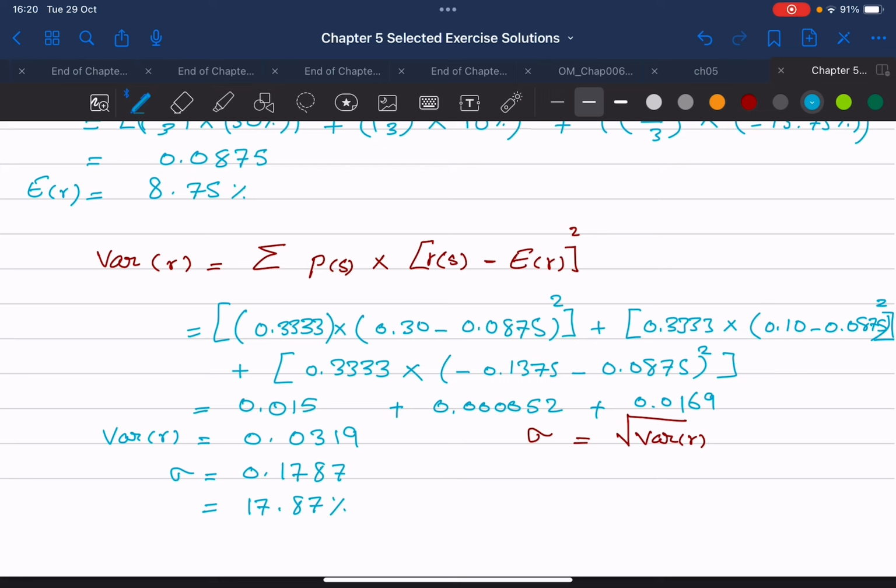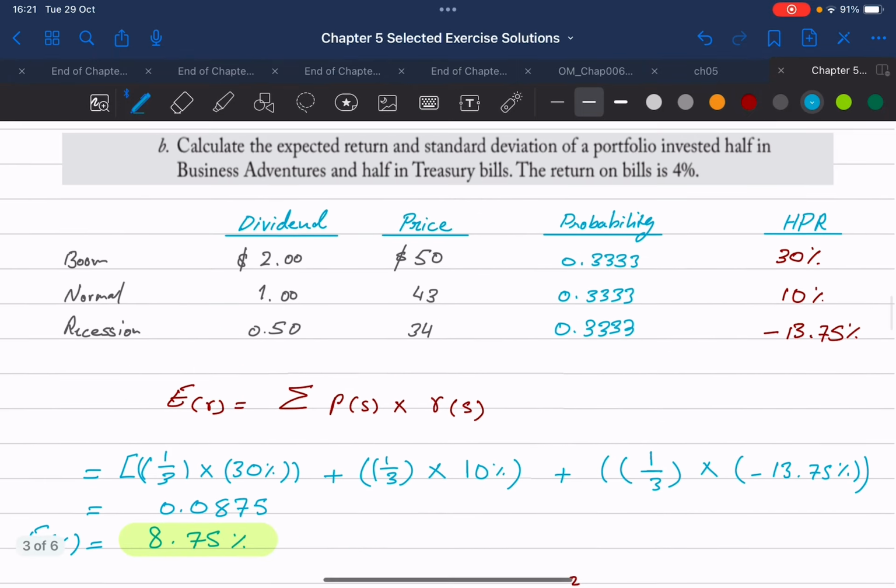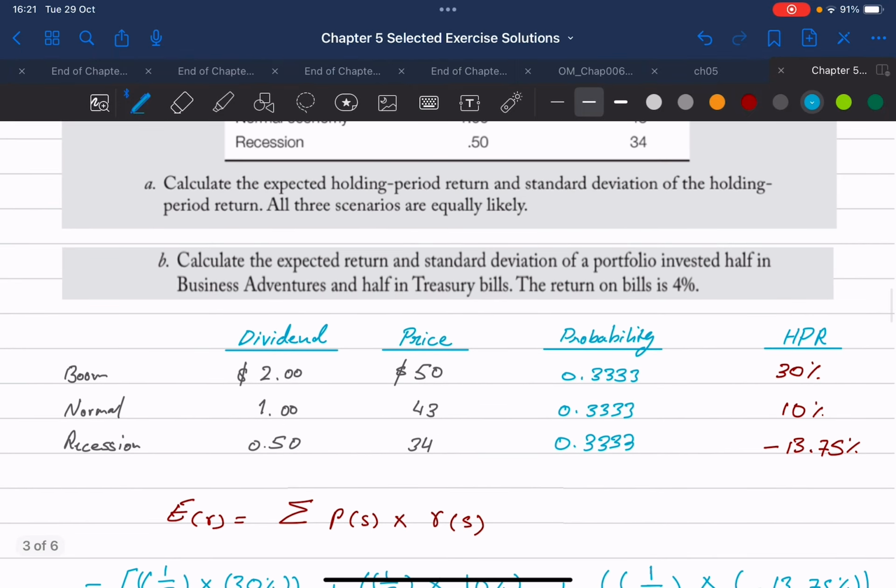So now we have the expected return, and we have the standard deviation. Now moving on to the second requirement, requirement B, right here.